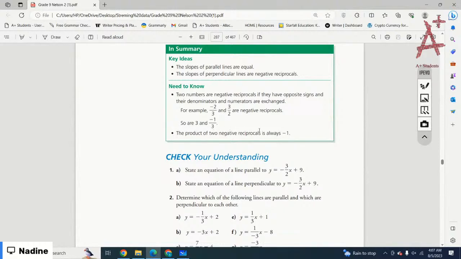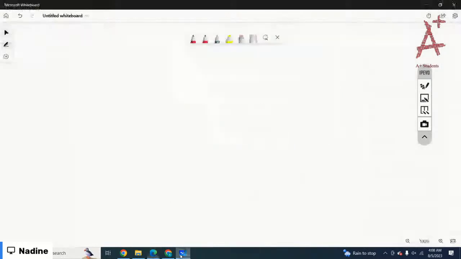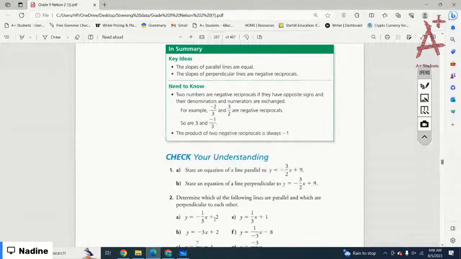The product of two negative reciprocals is always negative 1. If you are multiplying two negative reciprocals, just see 3 and negative 1 over 3. If you do 3 times negative 1 over 3, that equals negative 1. They are negative reciprocals of each other, so the 3s cancel out and you are left with negative 1. So when you multiply two negative reciprocals, the product is always negative 1, right?